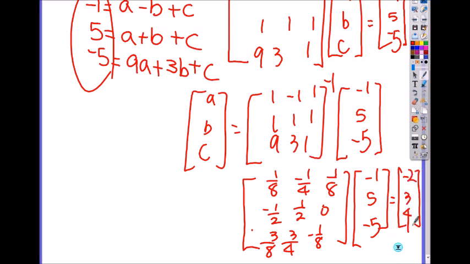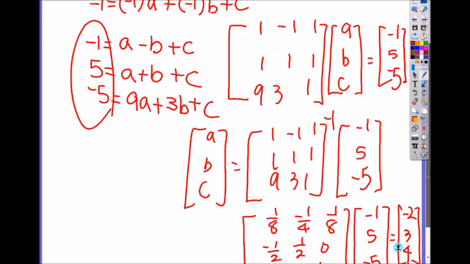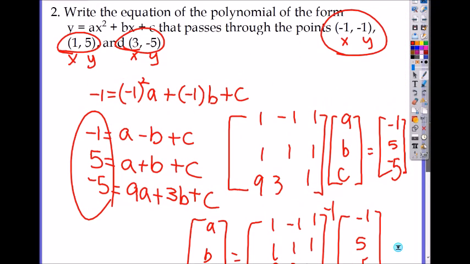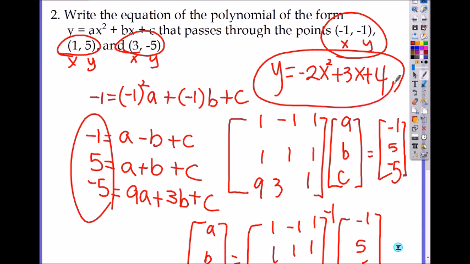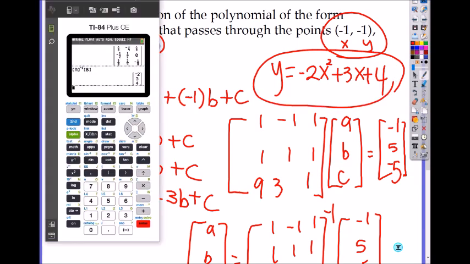So are we done? No. What was the question? Write the equation. So it is what? y equals, what was A? Negative 2x squared. What was B? 3. Positive 3x. What was C? Positive 4? Negative 2, 3, 4, right? Yes. So that is your equation.